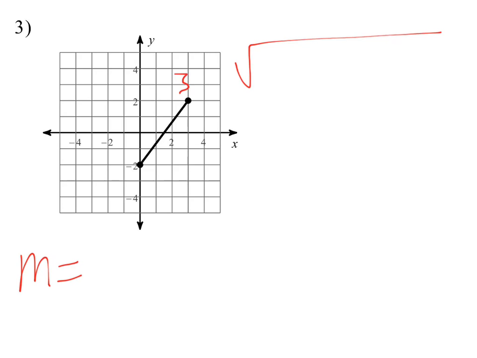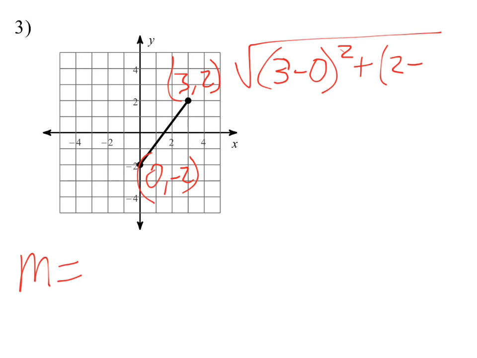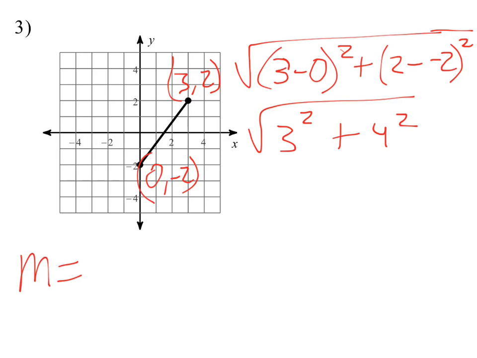We have a point here at 3, 2. And then a point over here on the left, which is at 0, -2. I need to subtract the x's. That's 3 minus 0, all squared. And then subtract the y's. We got 2 minus -2. And that's going to give me 3 squared and 4 squared. And those are the two numbers that make up my slope.